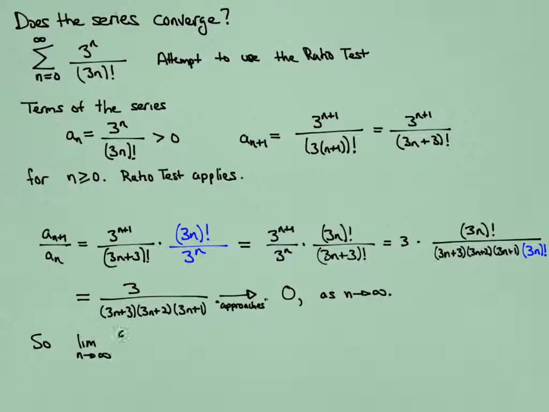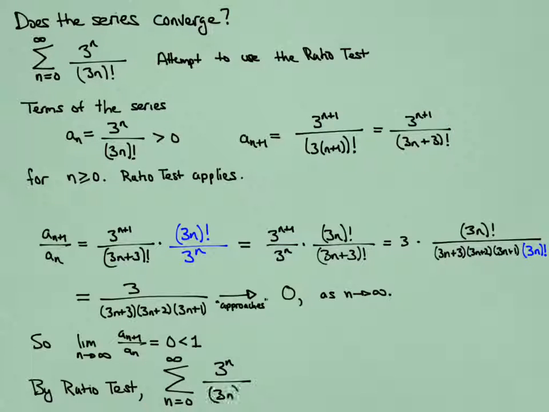Because this number, which represents the limit as n goes to infinity of the ratio of consecutive terms, is 0, which is less than 1, this tells me that by the ratio test, my series actually must converge.